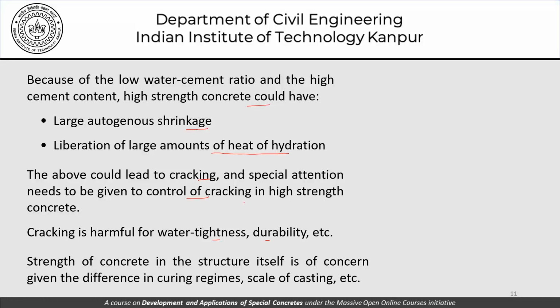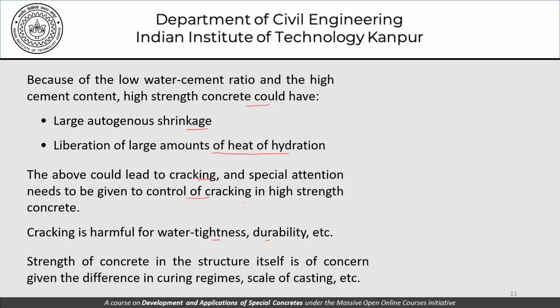The strength of concrete in the structure itself is of concern given the difference in the curing regimes, the scale of casting, and so on. In normal concretes, we know that the strength of the concrete in the structure could be slightly different from the strength that we achieve as far as cubes are concerned because of the difference in curing. This difference between cubes or cylinders being tested and the strength of the concrete in the structure becomes more important in the case of high strength concretes, because the kind of curing regimes are likely to be a lot more important.